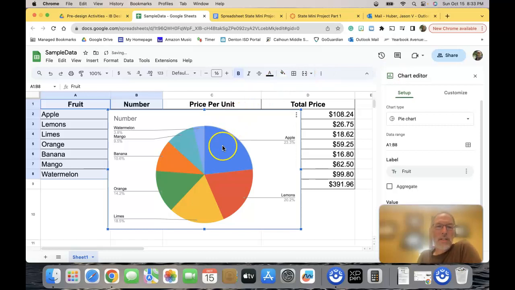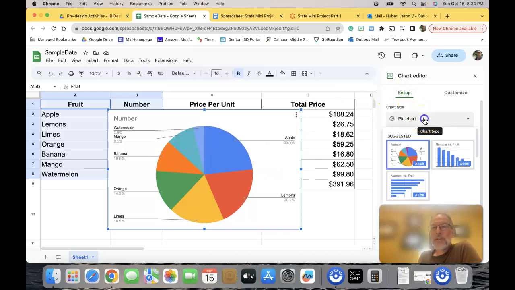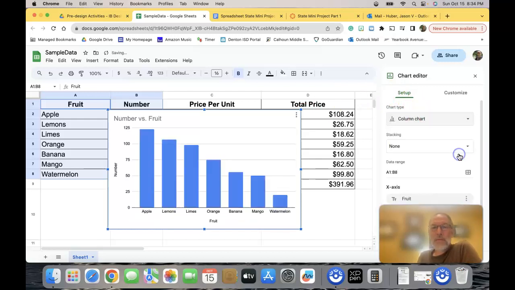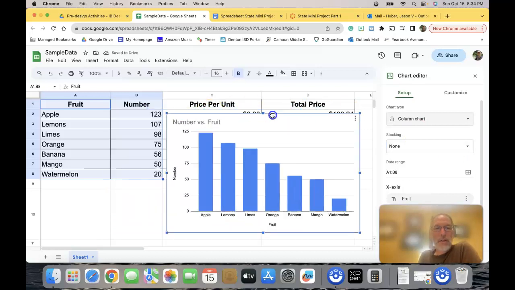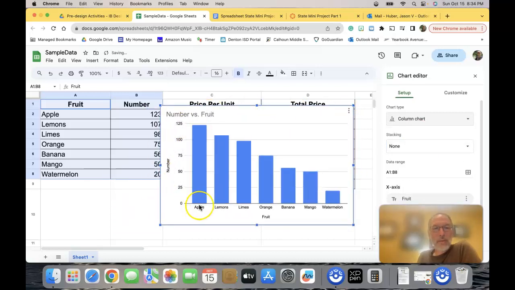There we go. It's going to guess as to what type of graph you want. It's guessed a circle graph or a pie chart, pie graph. But I can see from here that the largest wedges are apples, lemons, and limes. And so those are my largest number of fruits. Okay, what if I wanted to do a different graph? I can come over here to my chart type and simply choose a different type of graph. There we go. Now I have a bar graph. And I can see again, apples is the most, then followed by lemons, limes, down all the way to watermelons, which is the least number of fruit that I have.